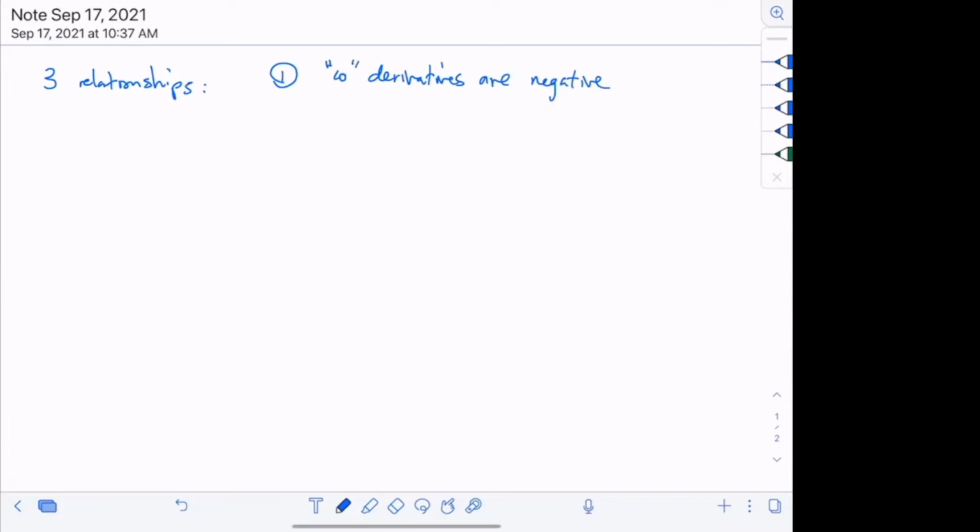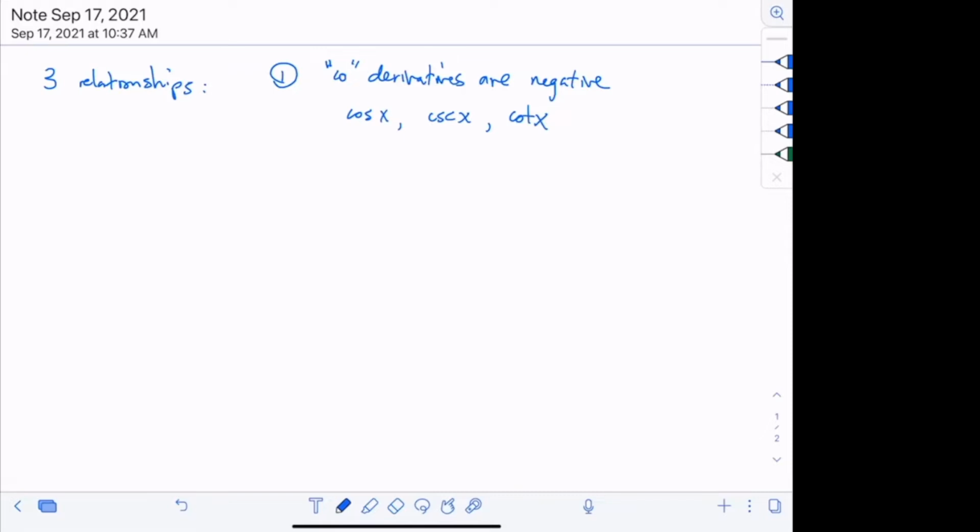So what do I mean by co-derivatives? I mean cosine x, cosecant x, and cotangent x. These all have negative derivatives.